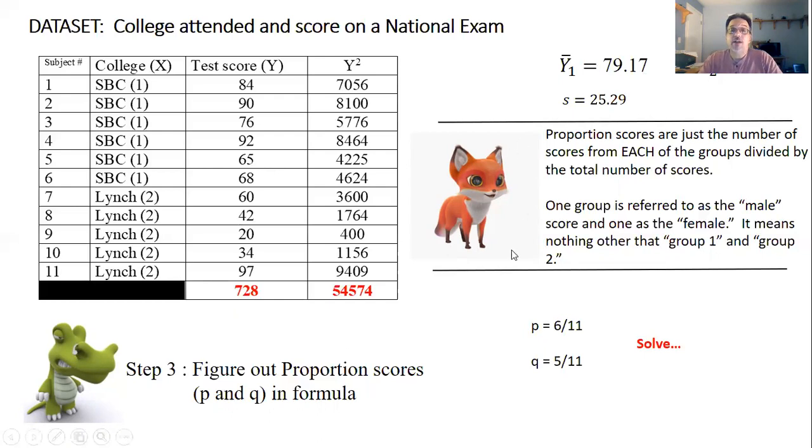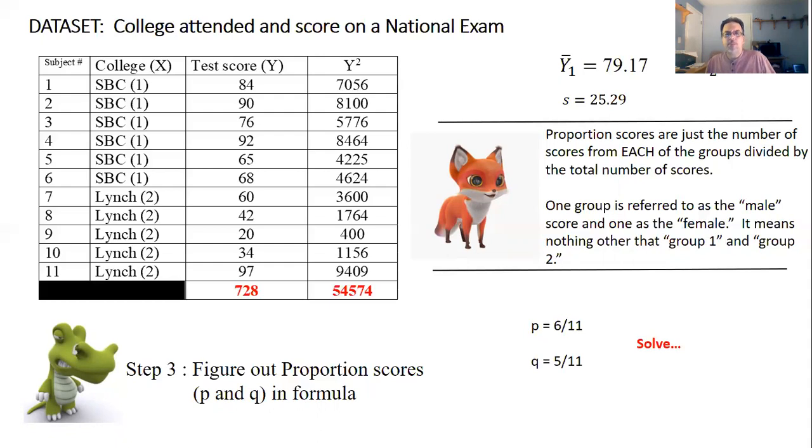Now, here is our factual wolf, or I'm sorry, fox, that we had before to give us information. P and Q are just proportion scores. And we're going to see these are really just filler terms. They don't really mean anything. P is one group and Q is the other group. That's all it means. It doesn't stand for anything.